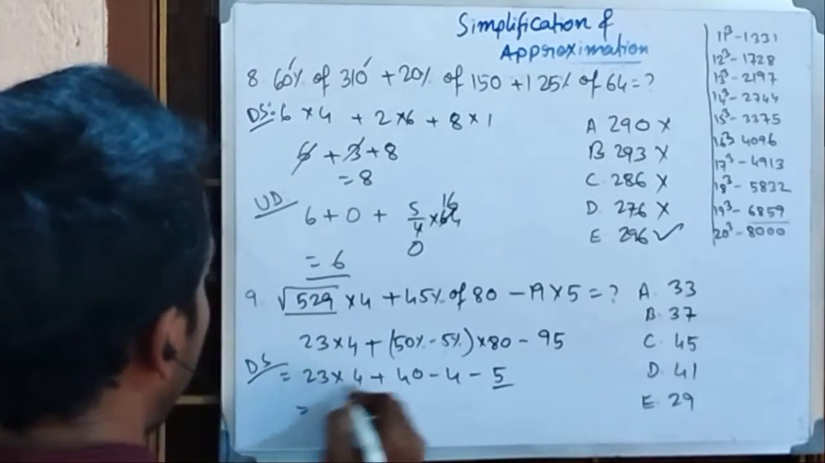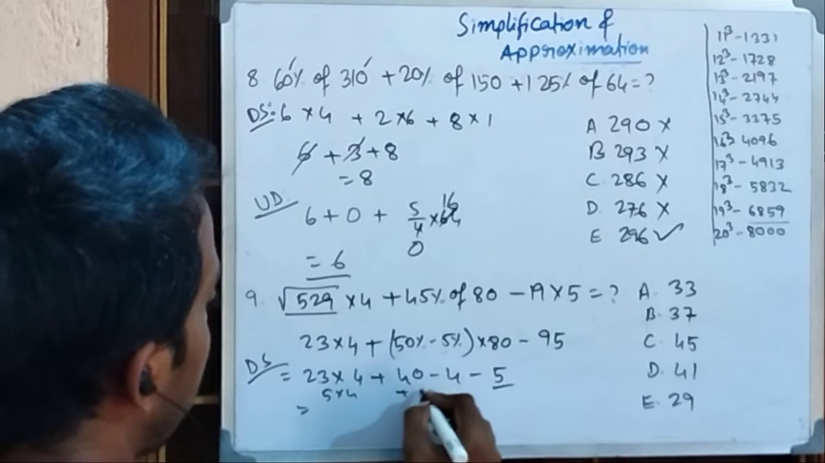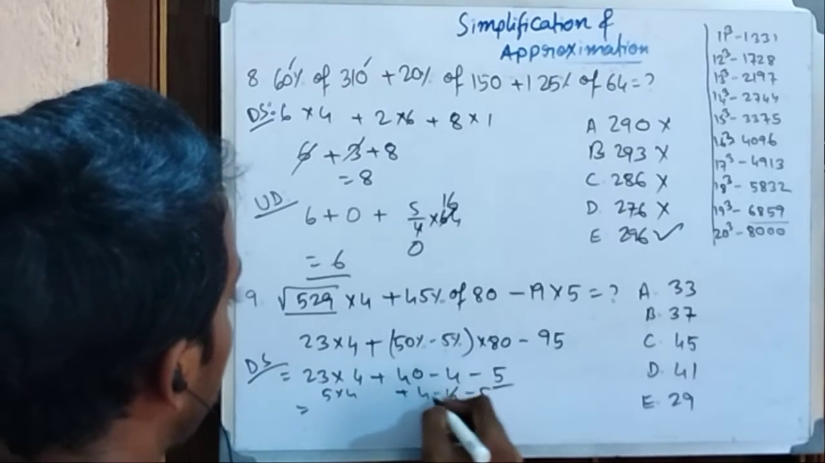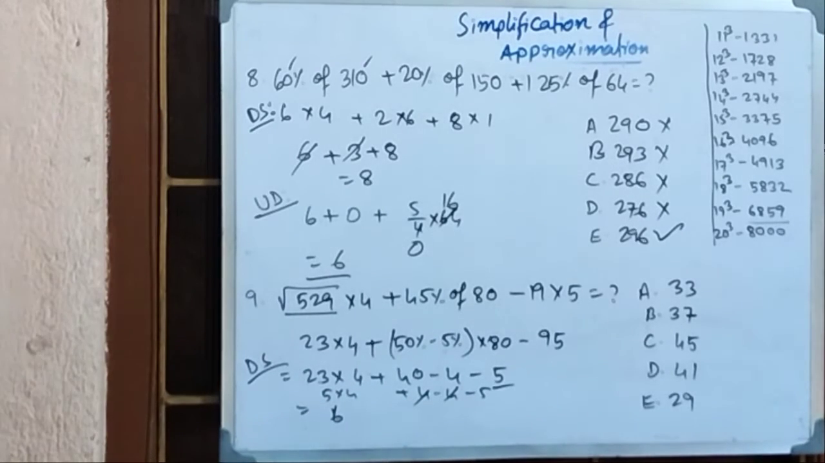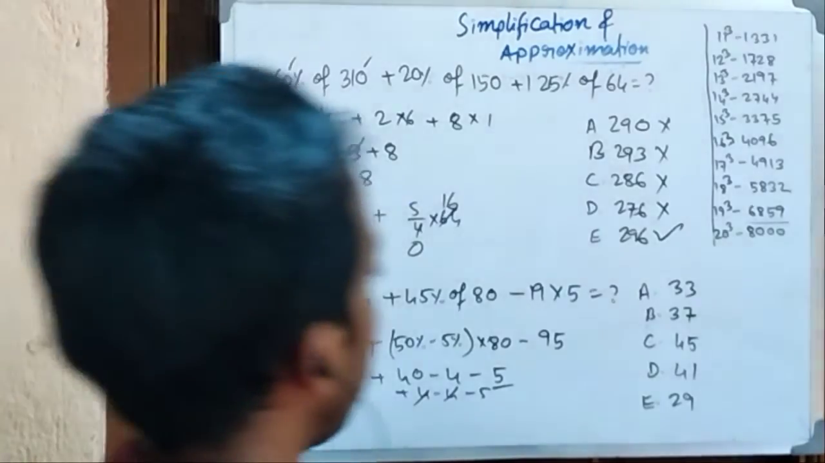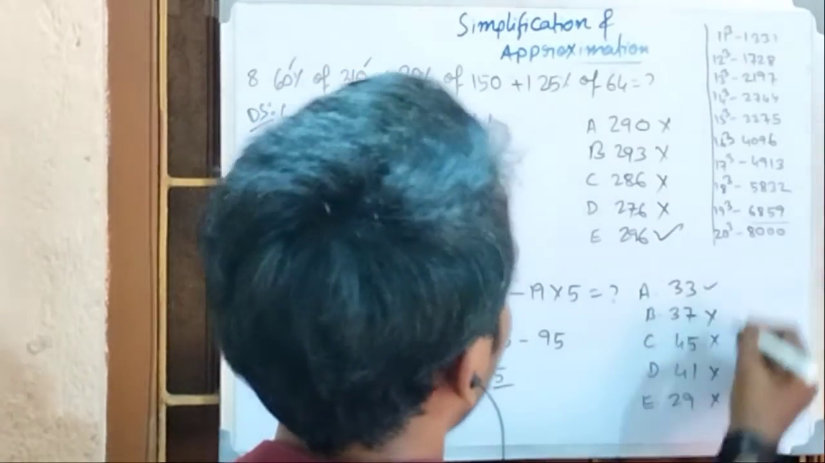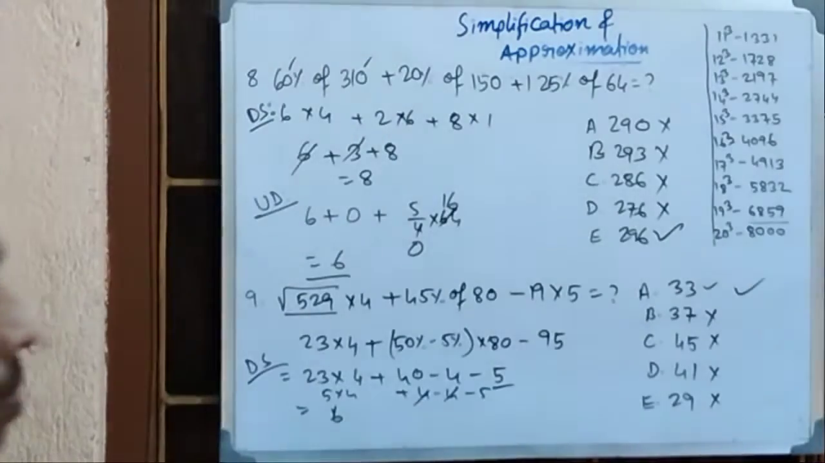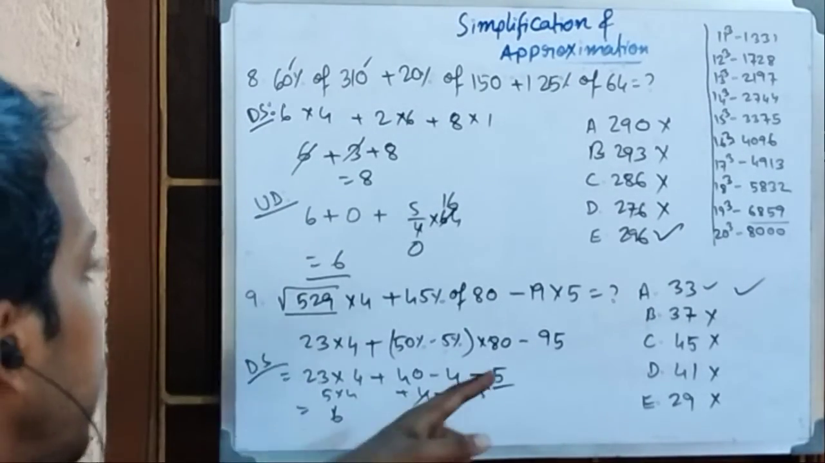So digit sum, 5 into 4 plus 4 minus 4 minus 5. So 4 and 4 gone, minus 5 into 4 is 20, so 15, 6 is there, right? So digit sum comes up as 6. So 6 here, it may not, no, no, no. Only option A is the answer, right? Also you can solve it very easily.